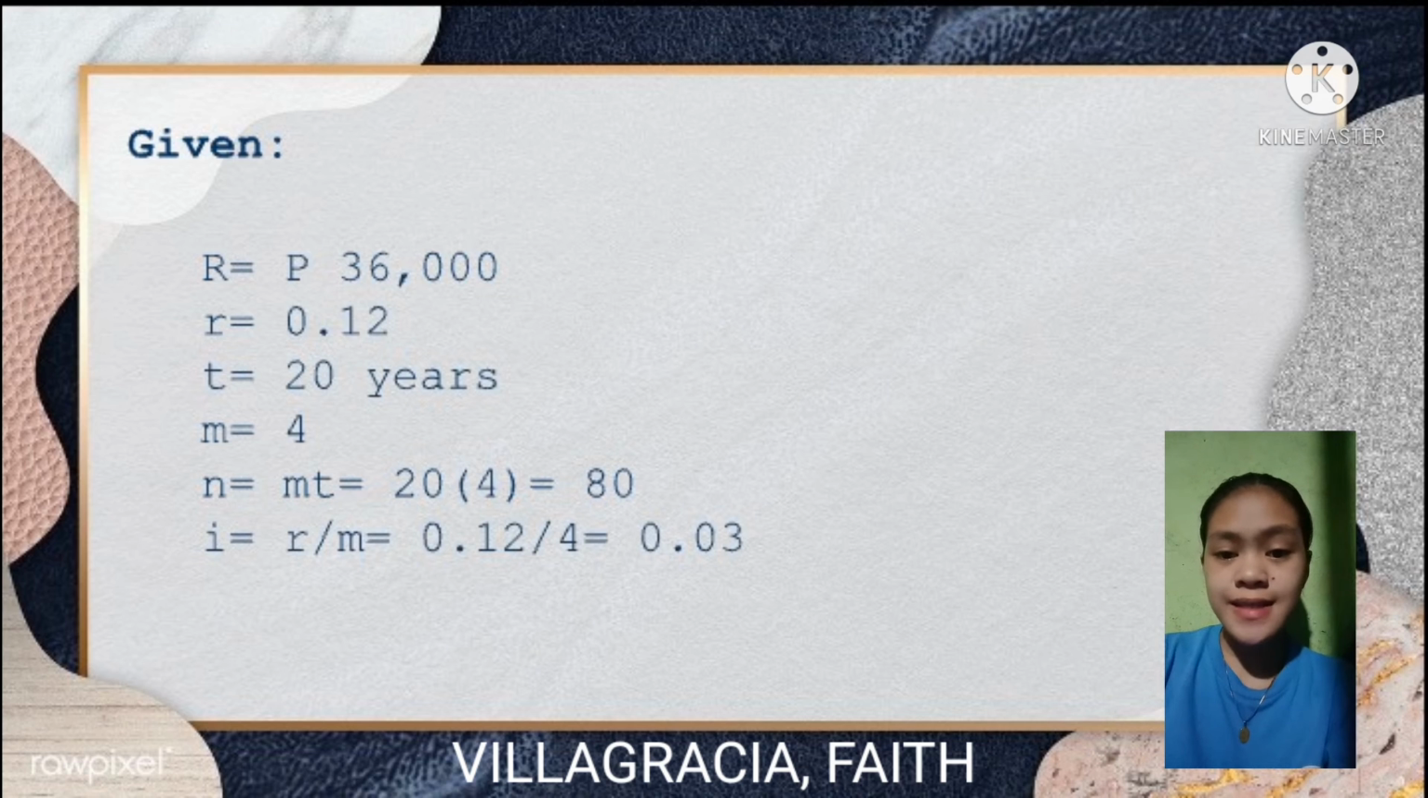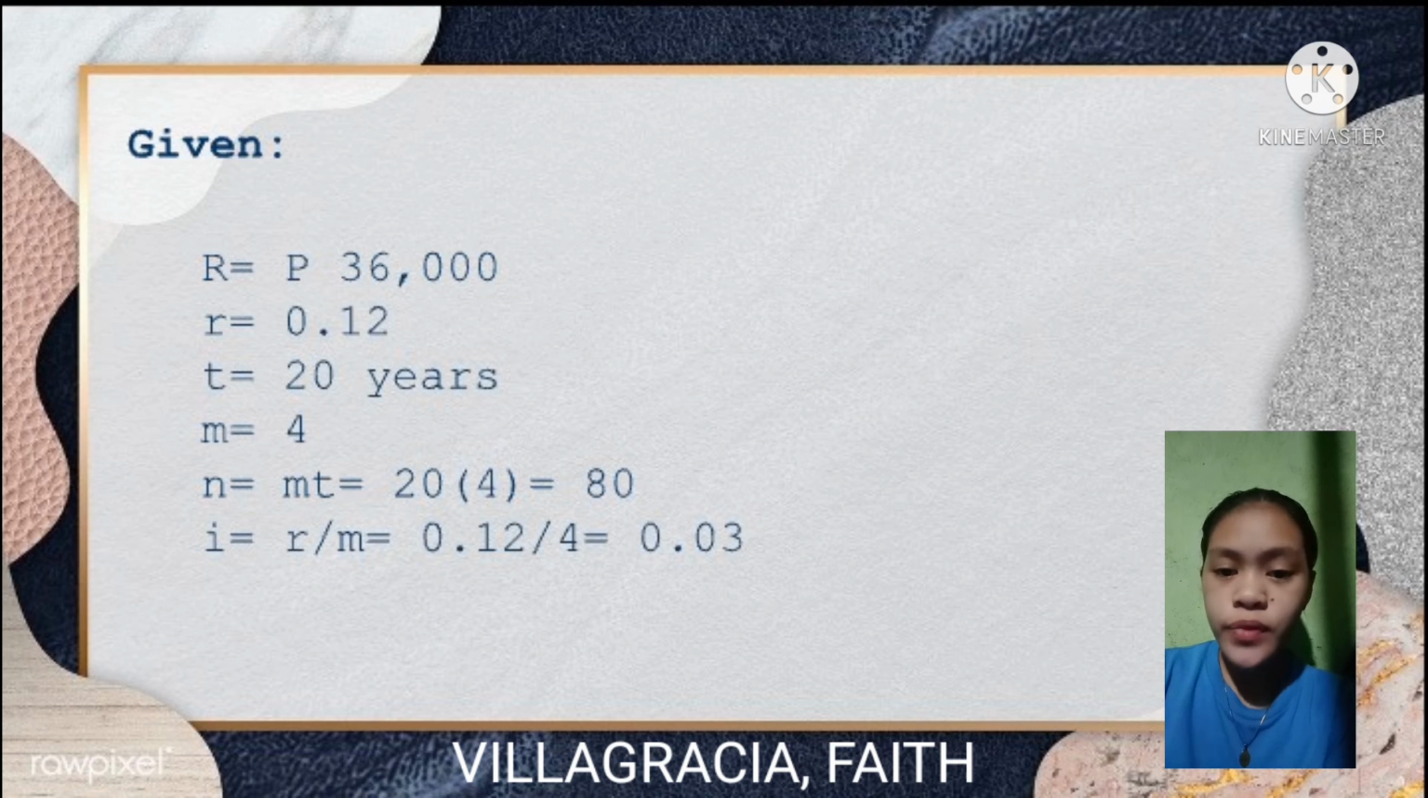Here's the given in this simple annuity. Periodic payment R is equal to 36,000. Interest rate per annum is equal to 0.12. Term T is equal to 20 years. Number of conversions per year M is equal to 4. N equals M times term, which is 20 multiplied by 4, equal to 80.